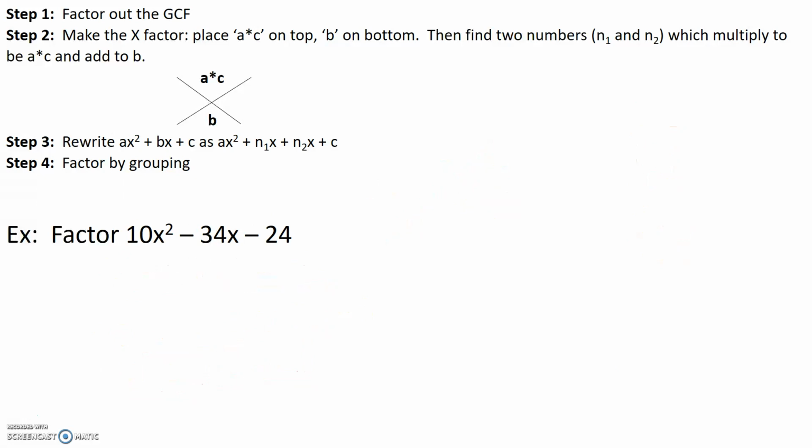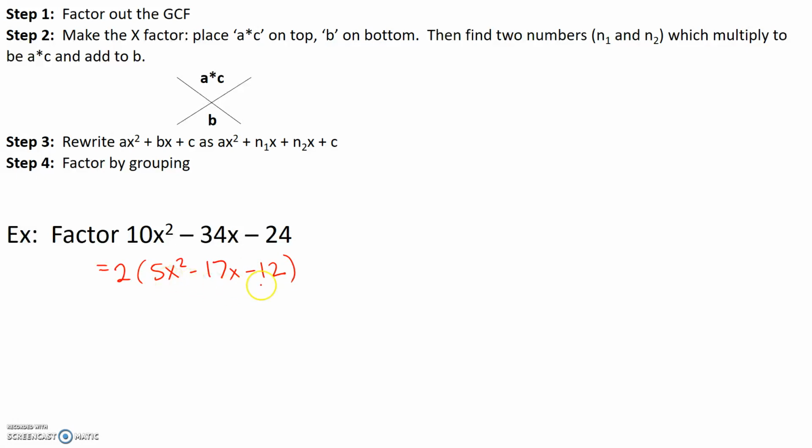Okay, finally, let's factor 10x squared minus 34x minus 24. There is a greatest common factor between 10, 34, and 24. We can factor out a 2. So this will leave us with 5x squared. 34 divided by 2, that's 17x. Negative 24 divided by 2, that's negative 12.